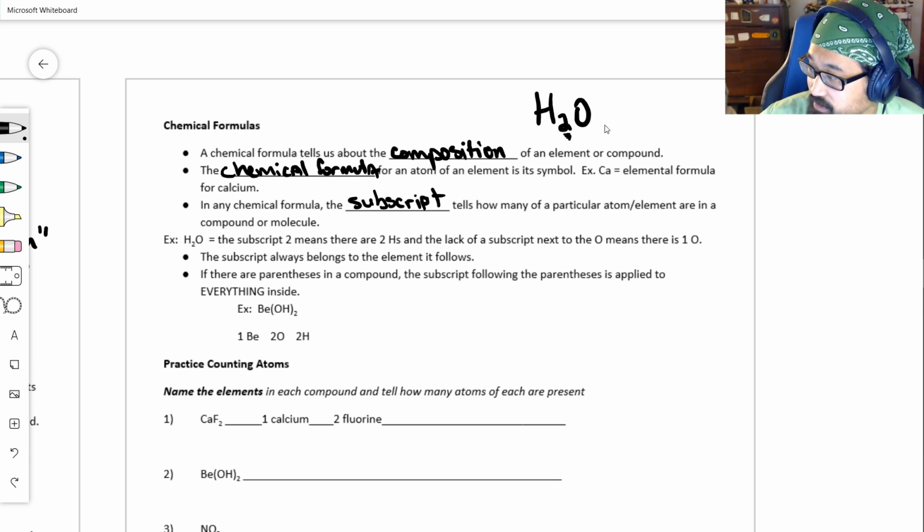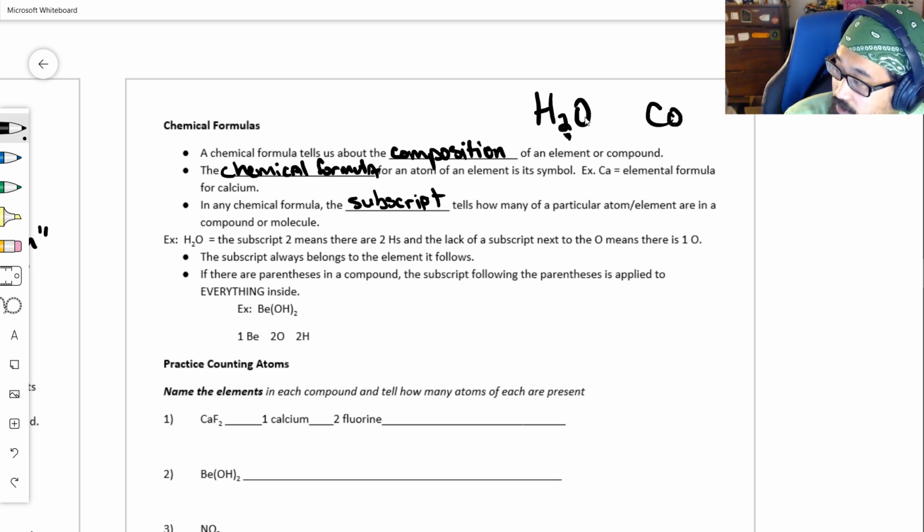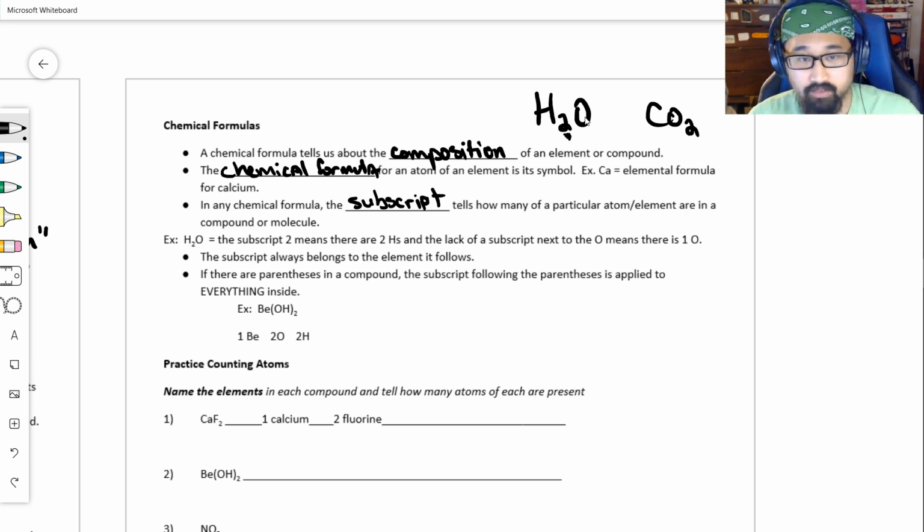If you do not see a number, if you do not see a subscript, what is implied is a number 1. So if I did something like this, it implies that there's 1 carbon. It tells me exactly there are 2 oxygens.